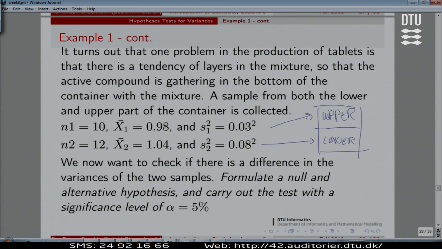So we have a sample from the lower part and the upper part of the container with the mixture for the tablets. And we want to check if there is a difference in, for now at least, the variabilities, the heterogeneity level in the two different parts. We could also afterwards, if we have time, compare the mean levels of the mixtures. We can compare both things, the average level of the mixtures, but also the heterogeneity, the variability. We start with the topic of today, which is focusing on heterogeneity, on variances.